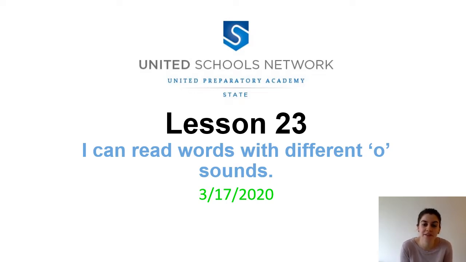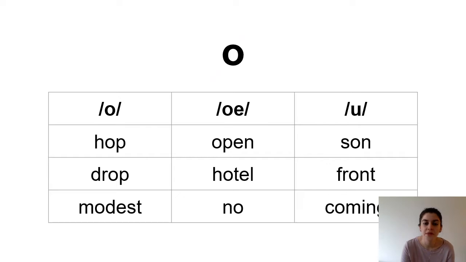Today we're going to be working on lesson 23. Our objective is: I can read words with different O sounds. The letter that we see at the top of this slide is O. The first sound that we always want to try when we see the letter O is ah.